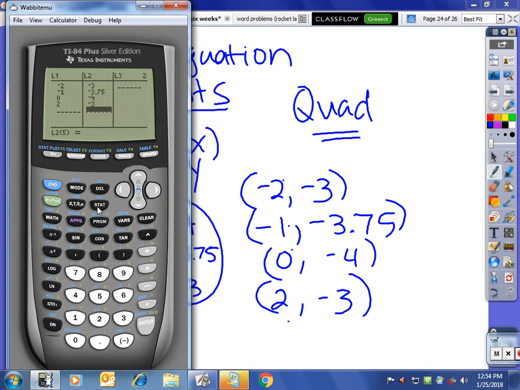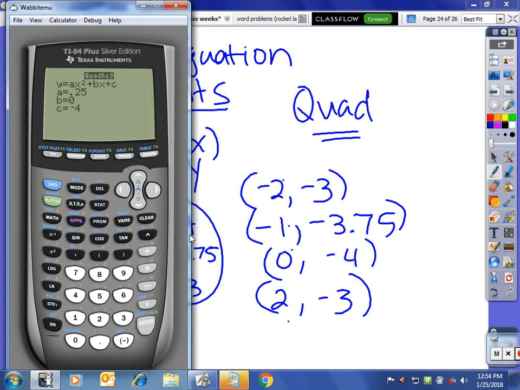I go right back to stat. It all happens in stat. I already did edit. Guess what we're going to do now? Nope. Now we're going to calculate something, or the calculator is going to calculate something for us. Now, it's not 4. 4 is a line. This is a quadratic function. The one that says quad. So you want to go down to number 5 and hit enter. Then you got to hit enter a bunch of times until it comes up with what A, B, and C are.